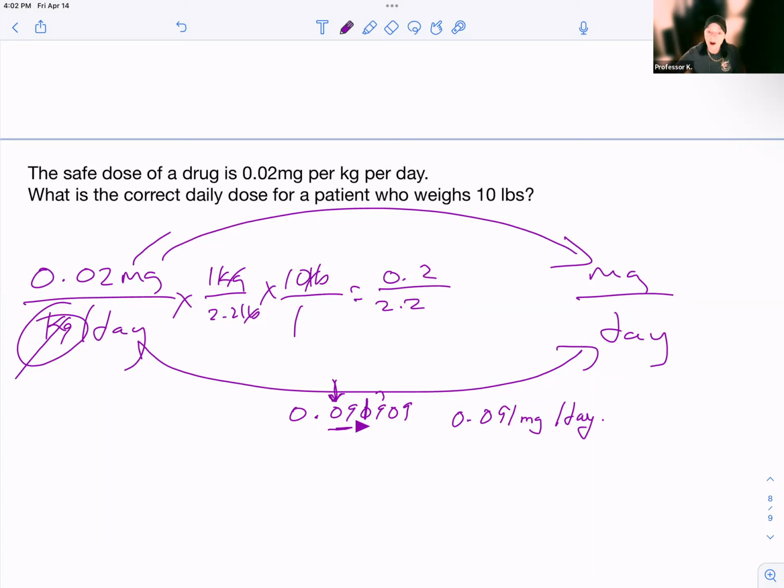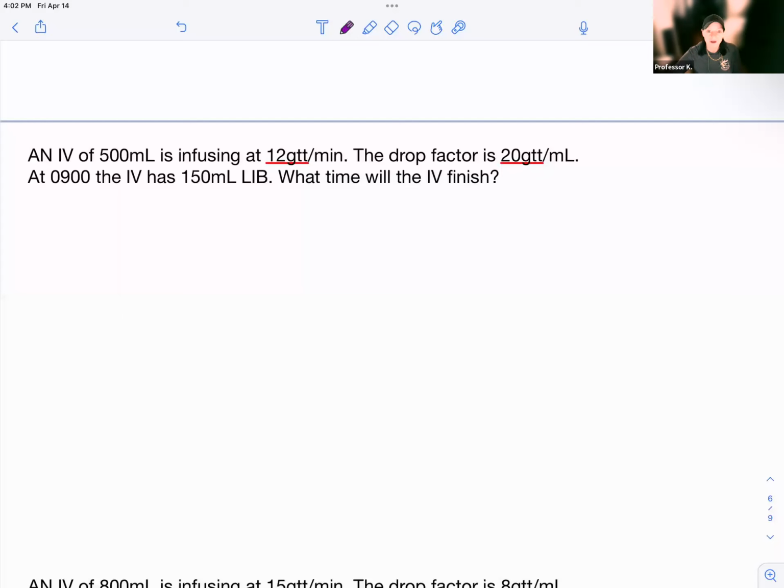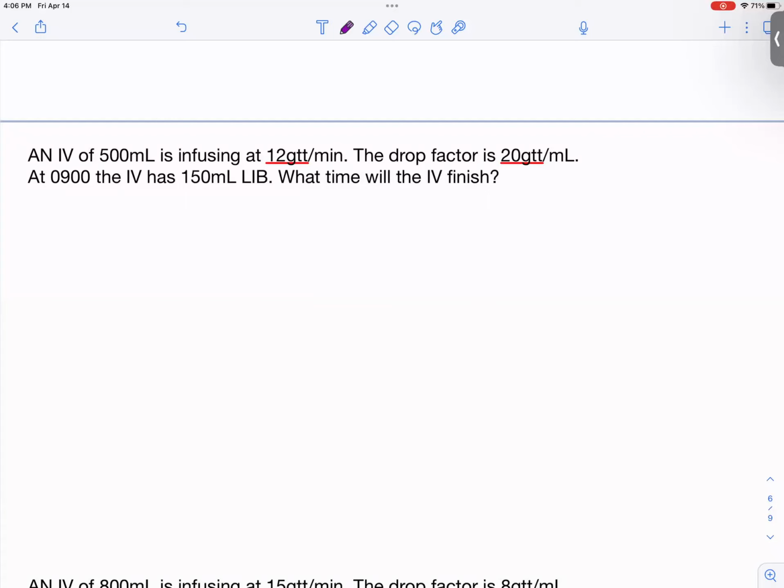Now, the final problem you should know how to do. Stand by, hold on. Everybody's favorite, left in the bag. I'll give you a minute to do it. All right, let's do it together. So this is basically saying that at some time an IV was started, and the whole IV bag was 500 milliliters. All right, and that IV fluid has been running at 12 drops a minute. All right, and it tells you what the drop factor is of the IV tubing.